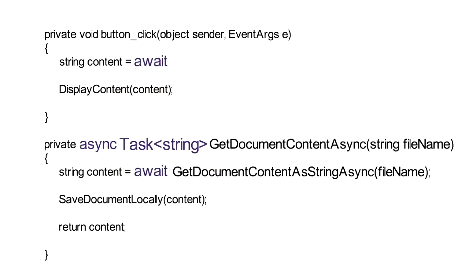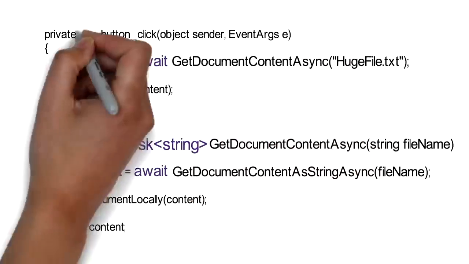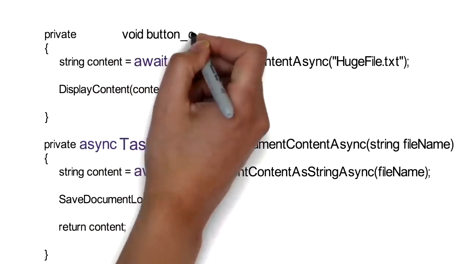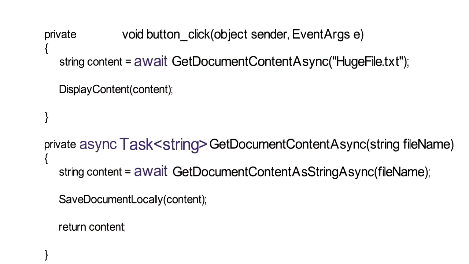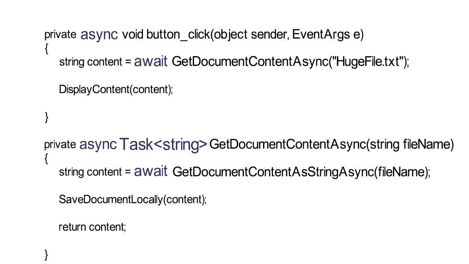We are now calling an awaitable method within the button_click event handler method, so we need to include the async modifier within the method signature of the button_click event handler method like this. We don't need to include a task type in the button_click event handler method signature because it is a high-level event handler.